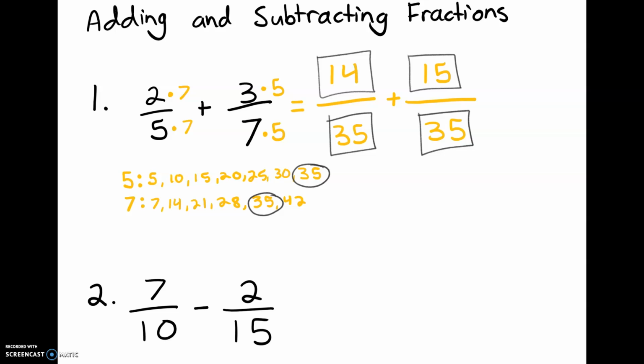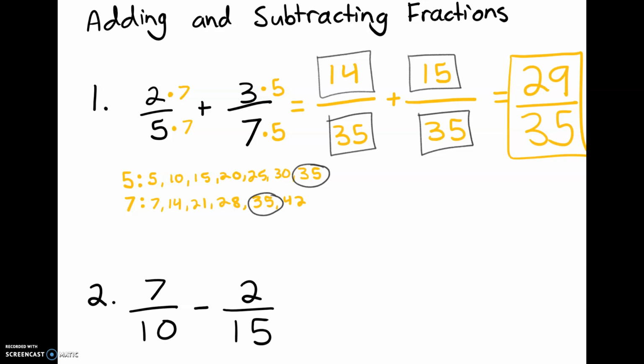So 2/5 is the same value as 14/35. 3/7 is the same value as 15/35. Now that we have the same denominator, we can just add those up. We're going to add our numerators, 14 and 15, to get a numerator of 29, and we're going to keep our denominator the same, 35. So if we had something and we split it into 35 pieces, we had 14 of them, and then we had 15 of them. Together we have 29 of them. So 29 over 35.